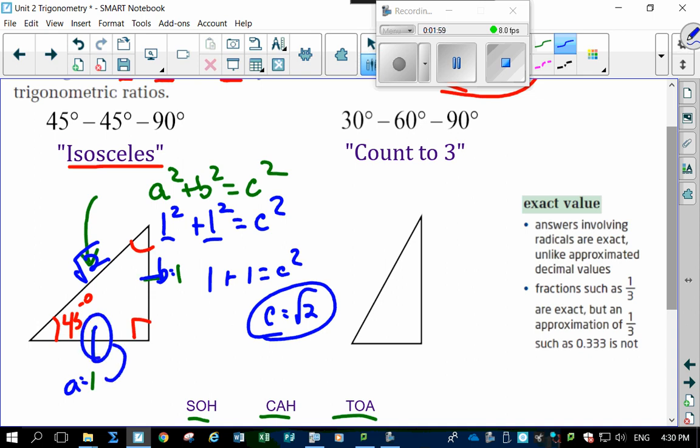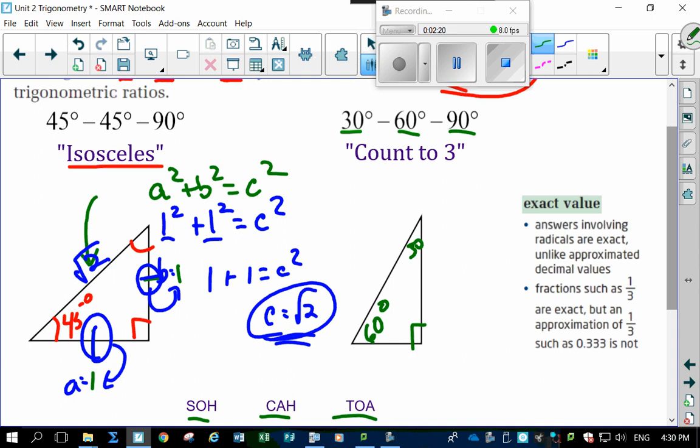That looks like a 1. That looks like a 1. 1 and 1, 1 squared, and so on. You get your root 2, right? Okay, good. Let's go to this one now. This one's a little bit tougher to remember. This is called a 30, 60, 90 triangle. Obviously, there's your 60, there's your 30, there's your 90.